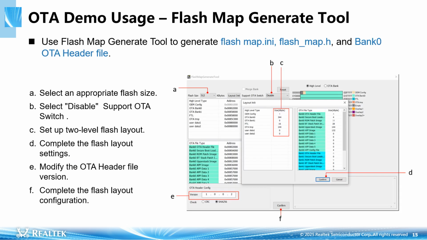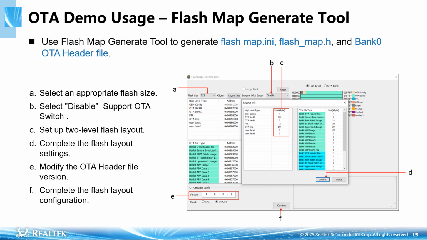First, let's take a look at how to use the Flash Map Generate tool. Using the single bank as an example, I will explain the process of generating the flashmap.ini, flashmap.h, and the bank 0 OTA header files. First, select the appropriate flash size to ensure that the configuration meets the device's requirements. Second, in the Support OTA Switch option, select Disable to align with the current configuration. Third, set a 2-level flash layout to ensure that the memory partition meets the application requirements.